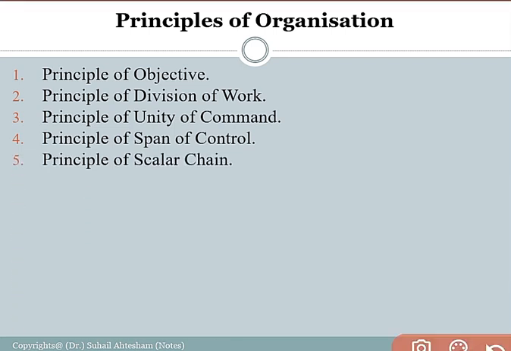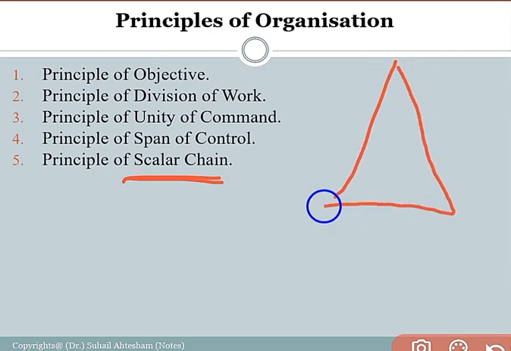Next principle, principle of scalar chain. Authority and responsibility should be in clear line, right? There should be proper chain of command. According to scalar chain, there must be proper chain of command. We have already discussed scalar chain in the previous lectures in the levels of management: top level, middle level and low level. There must be proper following of scalar chain, that the low level management first has to communicate with middle level management, and then middle level management will communicate to top level management, right? So they have to follow a formal chain of command, right? So there must be principle of scalar chain.